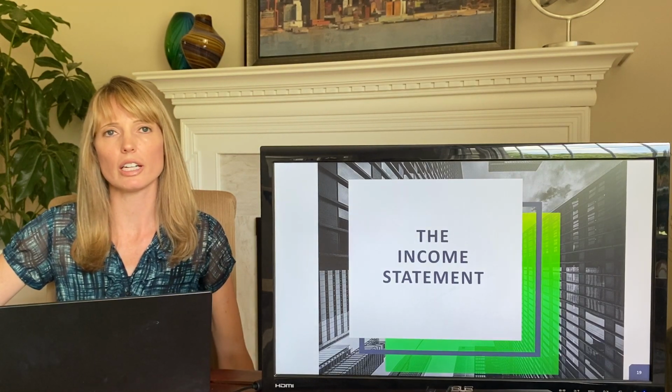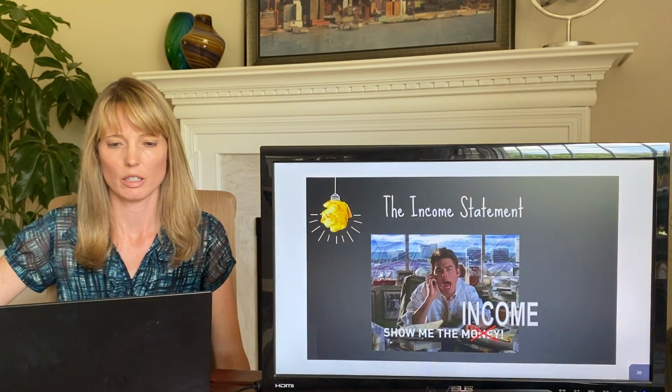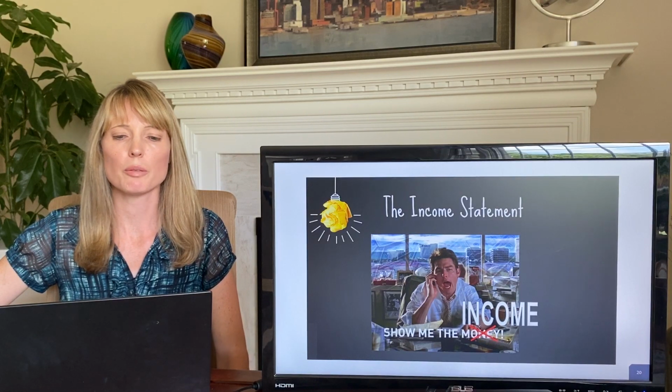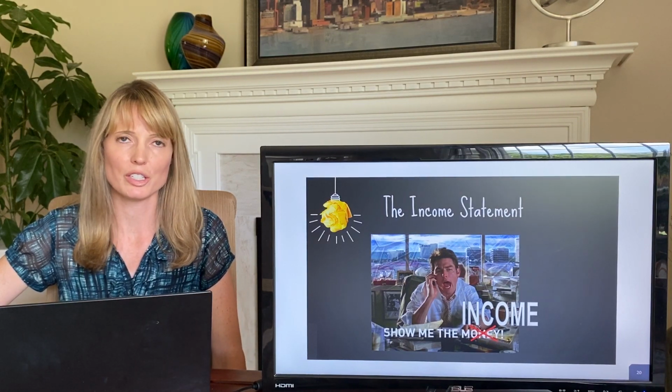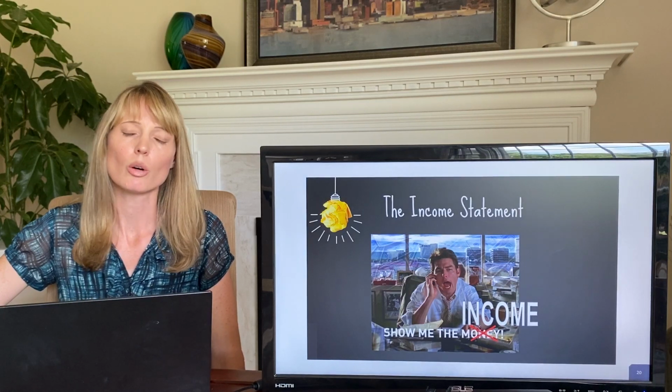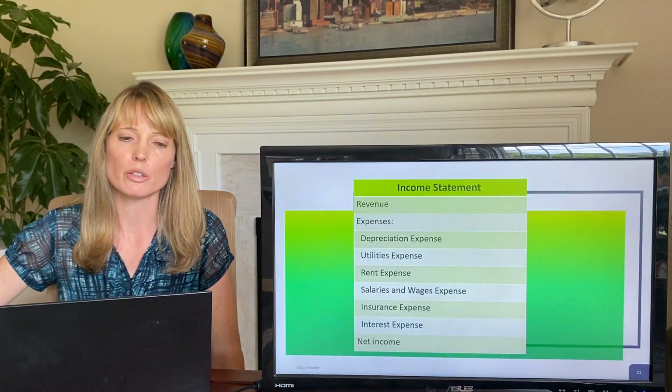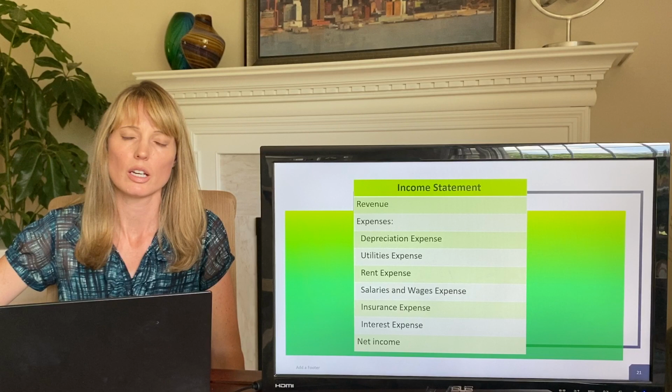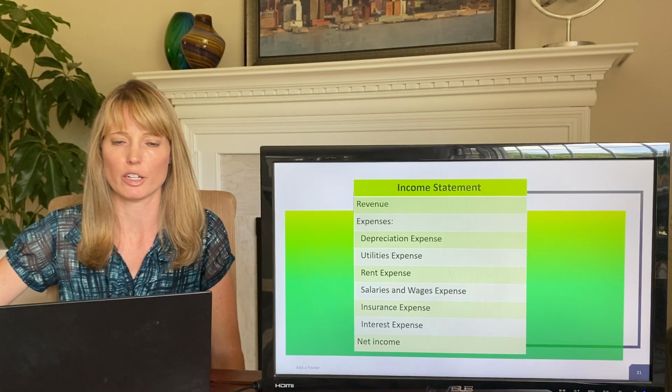Let's take a little bit of a look into the income statement. The income statement primarily is shown when we say earnings, and we're not talking about earnings per share. We're talking about net income, or in other words, your revenues minus your expenses. Here's just a basic single-step income statement.